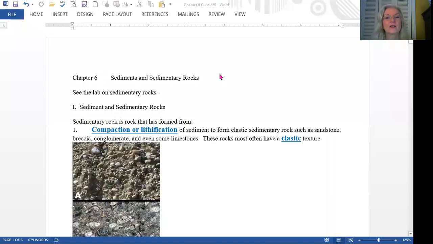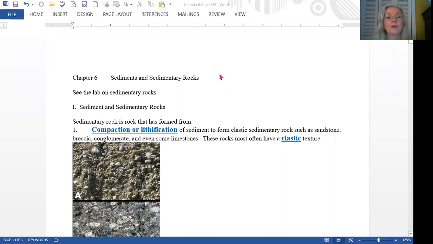We are going to talk about Chapter 6 this morning, and so I'll want to share my screen. As you can see, Chapter 6 is on sediments and sedimentary rocks. It's sort of a companion chapter to tag along with Chapter 5. And we'll talk about it before we do our lab on sedimentary rocks.